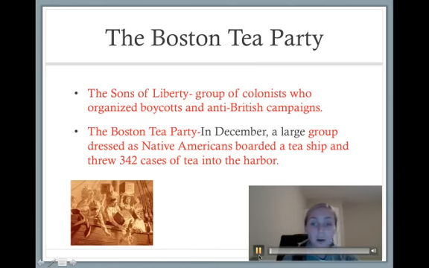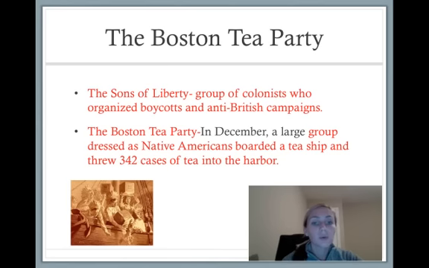It's called the Boston Tea Party, and you may have heard of it before, and sometimes people refer to the Tea Party in political organizations now. But what happened in history was that there was a group of colonists called the Sons of Liberty who organized these boycotts and anti-British campaigns and were really doing a lot to gain colonist pride in a time when the British were trying to bring that down.